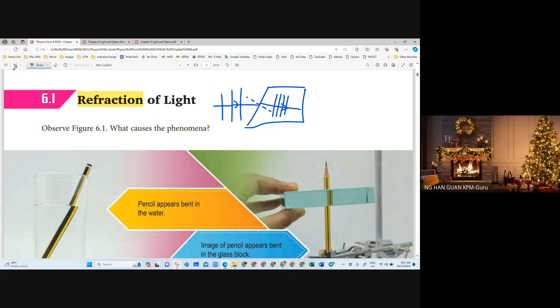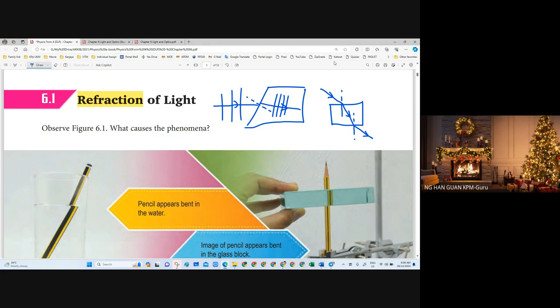So under the light wave, we already learned the concept. When the light enters the optically denser medium, the speed will decrease as well. Because the speed decreases, it will bend towards normal. And from optically denser toward optically less dense, speed increases, so it bends away from normal. This is what we learned in the previous chapter 5.